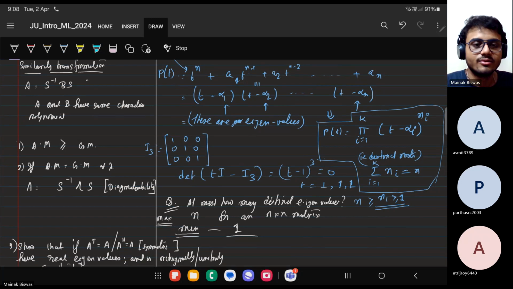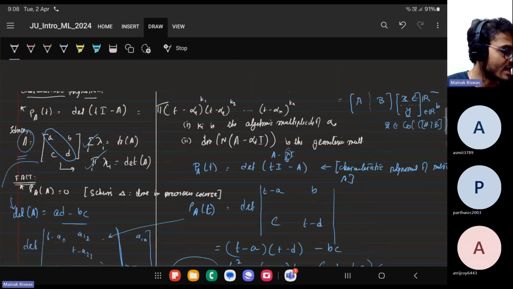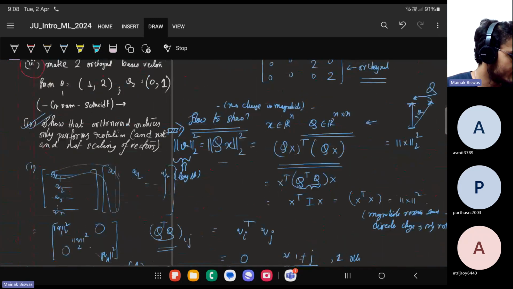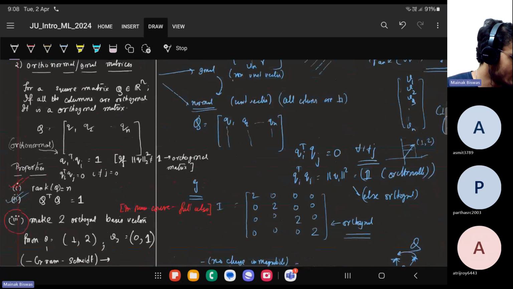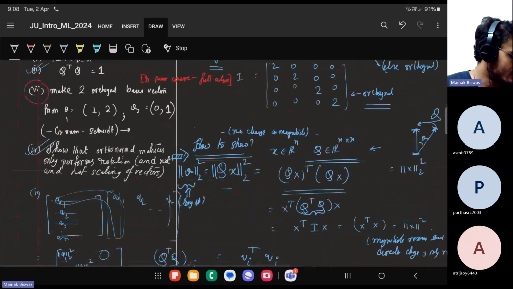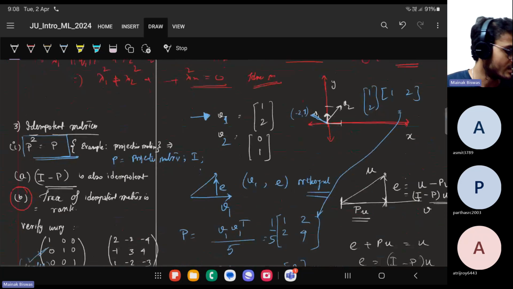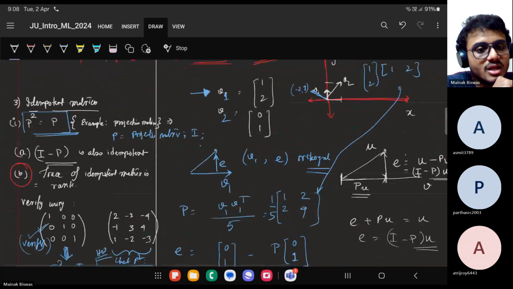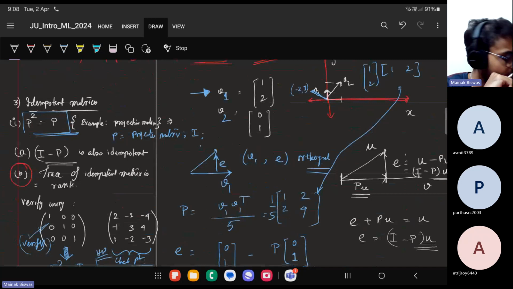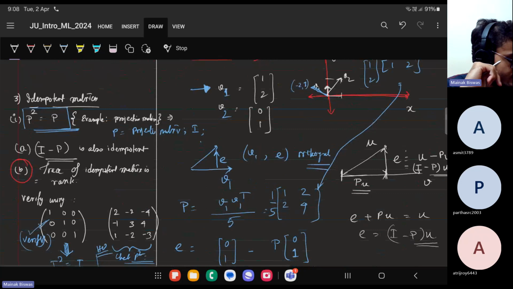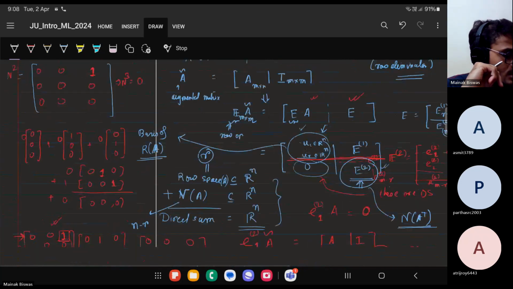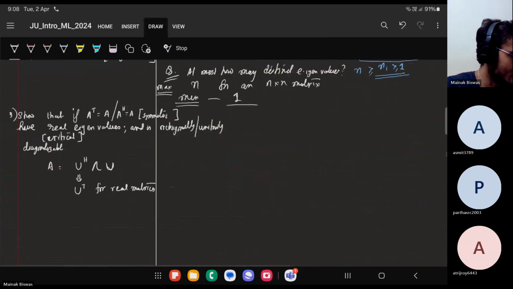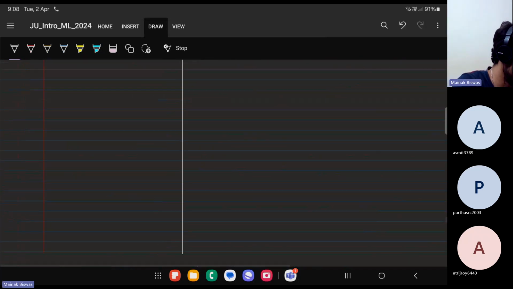Okay. Now let's do the question that we had left from last time. Very interesting question. Show that the trace of an idempotent matrix is equal to the rank of the matrix. How will I show it? The trace of an idempotent matrix is equal to the rank of the matrix. Any idea?